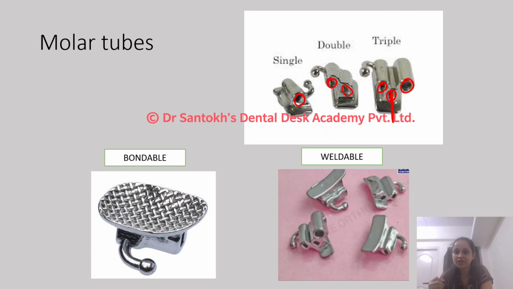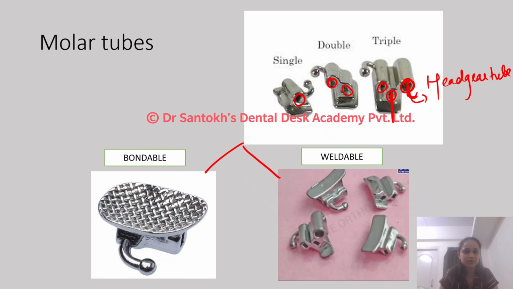So why is this extra one given? It is also known as your headgear tube. Whenever you are giving headgear to the patient, the inner bow of the headgear will go into this tube. Also, these molar tubes can be either bondable or weldable.